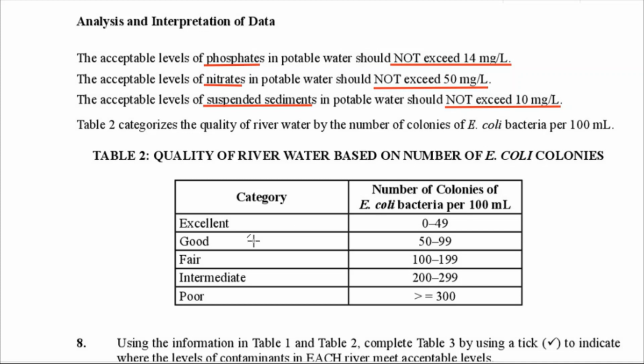So we have another table here. The categories are excellent, good, fair, intermediate, poor. Poor means there is so much E. coli, so much bacteria present in the water that it definitely would not be suitable for consumption, or you're going to have a lot of work to get rid of that bacteria. Excellent is the ideal amount of colonies that you would find per 100 ml. So that's 0 to 49. Then poor quality would be anything over 300 ml. So just keep that in mind there.